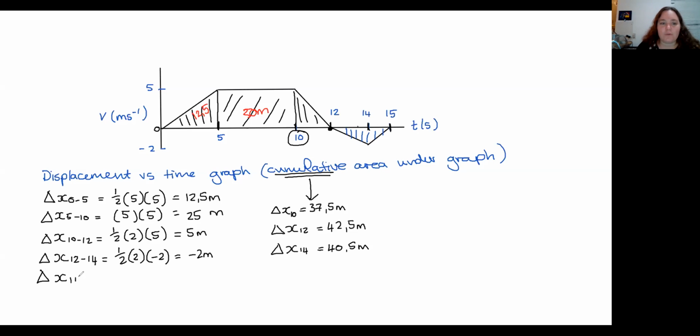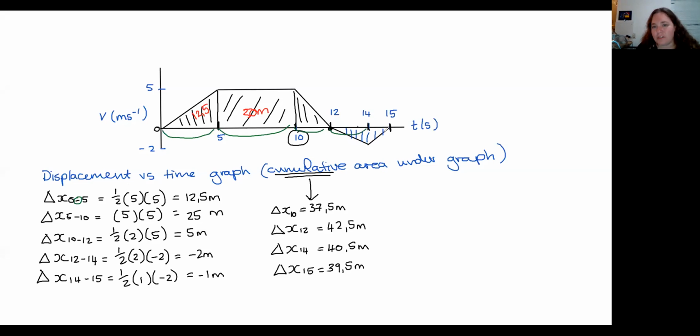And then lastly, from 14 to 15 seconds, it's also a triangle. My base is 1, my height is -2, so that'll be -1 meters. So overall, my displacement by 15 seconds is going to be 39.5 meters. Just something I always have to add in: I don't know why my grade 10s always get fussed about this. That is 0 to 5, not 0 minus 5. That's just my shorthand saying it's from 0 to 5, 5 to 10, 10 to 12, etc.